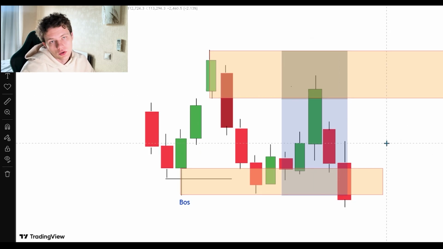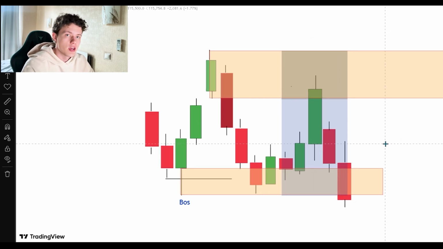So bearish and bullish order blocks always work in the same way. So now let's move to the real chart.